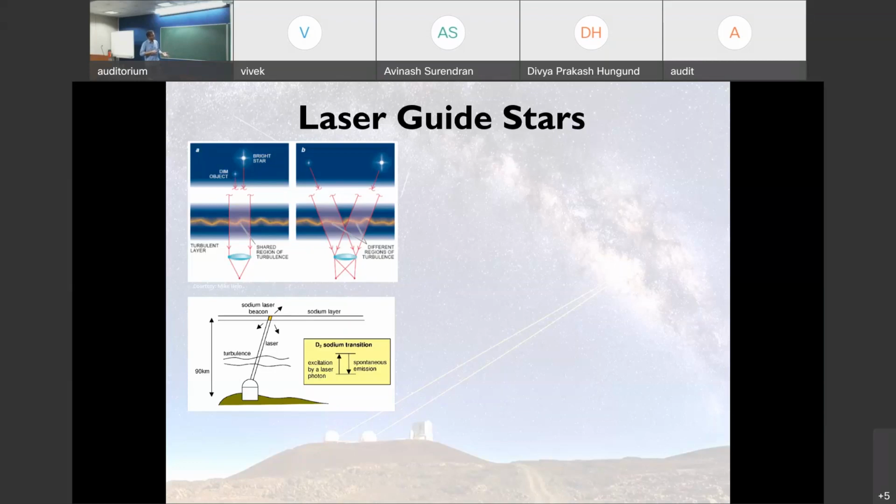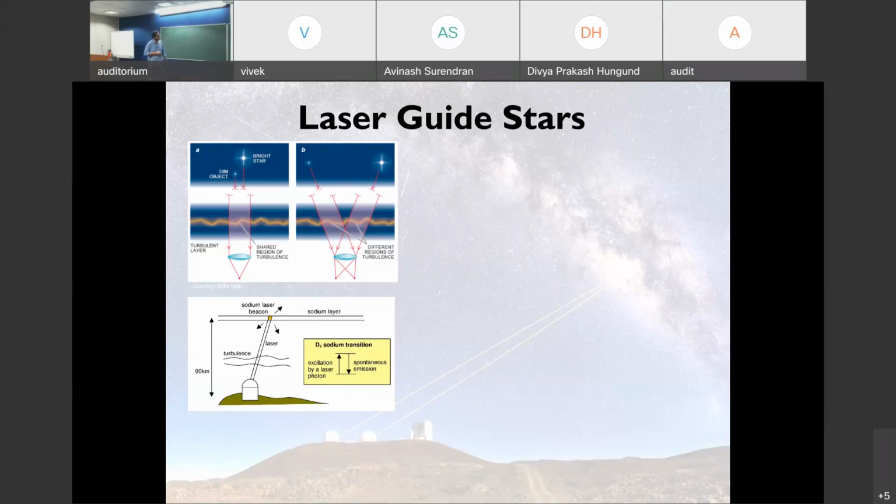And we cannot use a star which is far away from the object of interest, the science object of interest, because then we will be sensing for one region of turbulence, and we will be correcting for another, which means that we will not be getting good science images, but at the same time, we'll be seeing very good wavefront information from this side.